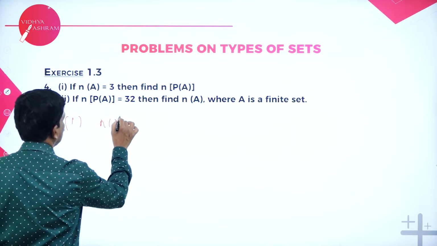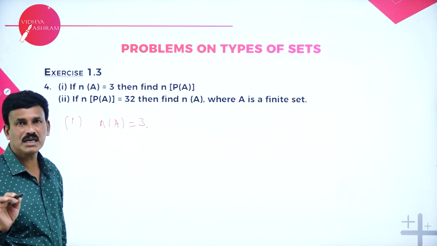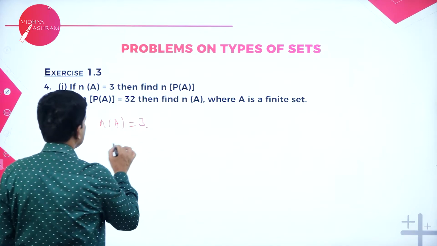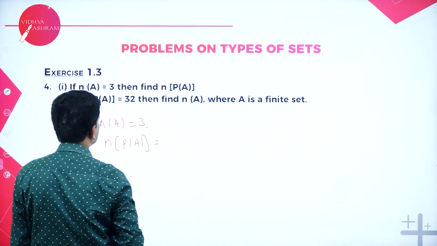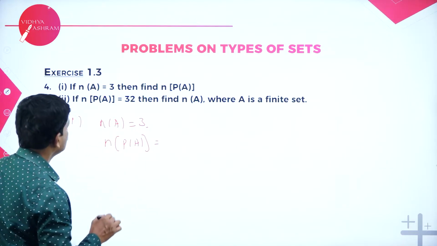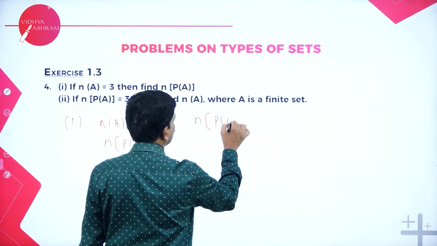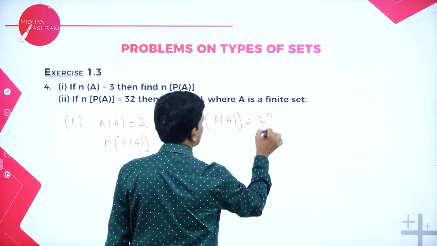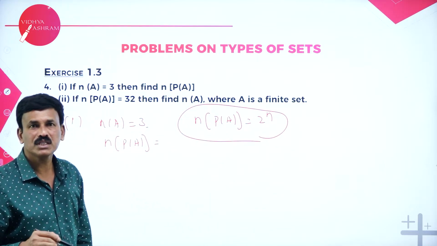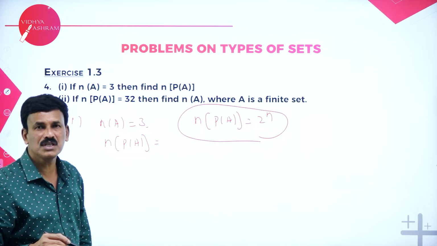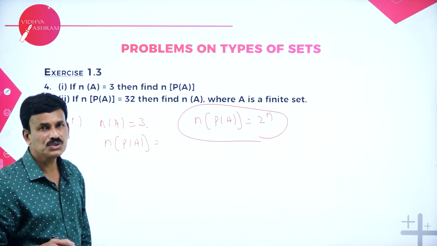The number of elements in the set is 3. The set A contains 3 elements, so the number of elements in the power set, n of P of A, according to the definition, is 2 to the power of n. If a set A contains n number of elements, then the number of elements in the power set of A, n of P of A, is equal to 2 to the power of n.